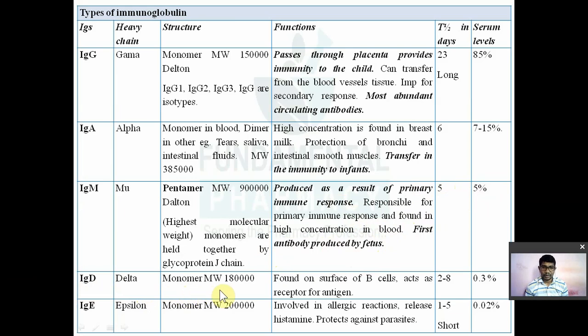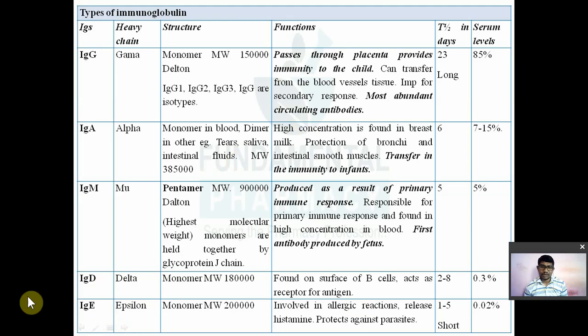What is the molecular weight? 1.8 lakh Dalton. It is found as a monomer, found on the surface of B cell and acts as a receptor for antigen. Its T half will be 2 to 8 days, with 0.3% serum concentration. Now immunoglobulin E having epsilon heavy chain, and it is also present in the monomeric form. What is the molecular weight? 2 lakh Dalton. It is involved in the allergic reaction, and it releases histamine, protects against parasites. That's why the immunoglobulin responsible for the primary allergic reaction is immunoglobulin E.